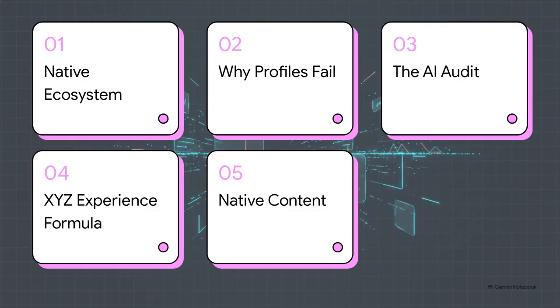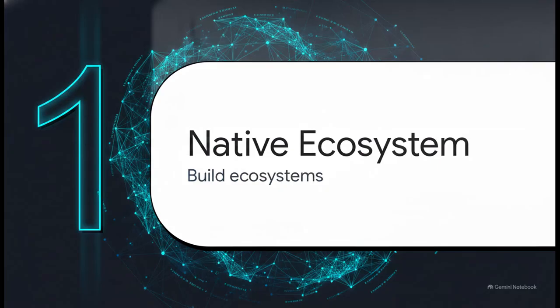Here is our roadmap for today's explainer. First, the native attention ecosystem. Second, why LinkedIn profiles fail. Third, the AI profile audit. Fourth, the XYZ experience formula. And finally, engineering native content. Let's jump right in. Section 1, the native attention ecosystem.